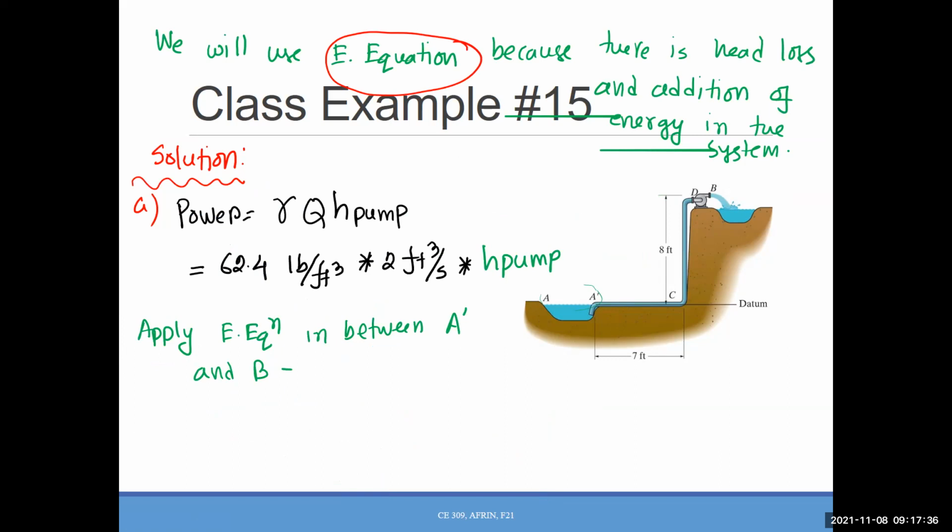Since the first question was to calculate the power, the equation for power is gamma Q h pump. We know the gamma, which is 62.4. If it was some other fluid, we would need to use the gamma of that fluid. We know the Q, which was given, and the only thing we didn't know was h pump. To calculate that, we used the energy equation, applied between 2 points, the starting point of the pipe and the end point of the pipe, because we know the head loss for the pipe. We don't know anything about the losses elsewhere.